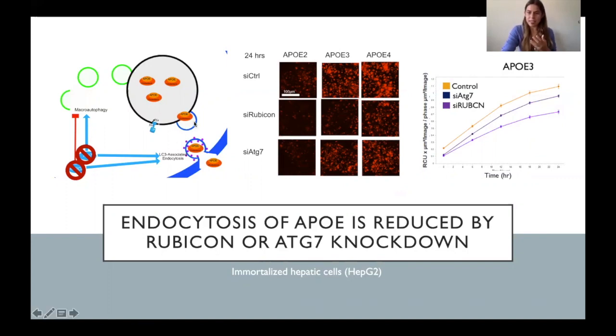So here I've taken media conditioned with fluorescent ApoE and put it on cells that are not fluorescent. And over time, we can see that fluorescence increases in control cells. However, in ATG7 or Rubicon knockdown cells, there is much less fluorescence, suggesting that ApoE is not able to enter the cell from the outside through endocytosis.